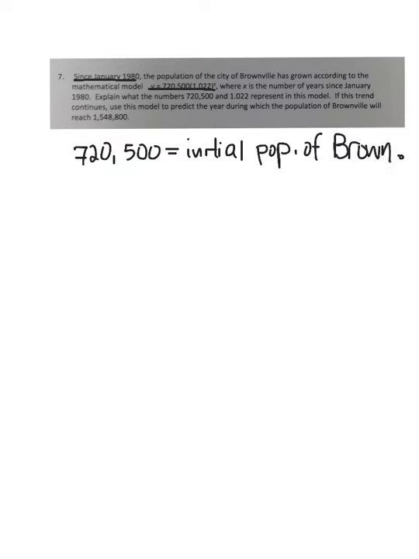Okay? All right, now they want you to explain what 720,500 is. Well, 720,500 would always be your initial amount. The number to the right of the equal sign, whenever we're doing growth and decay, will always be an initial amount. And in this case, they're talking about a population, so we're going to say it's the initial population of Brownville. Okay, I'm going to abbreviate Brownville. Now, let's be very specific, and we'll say in January of 1980. Okay, so that's like the starting point, your initial amount, that's your time 0.